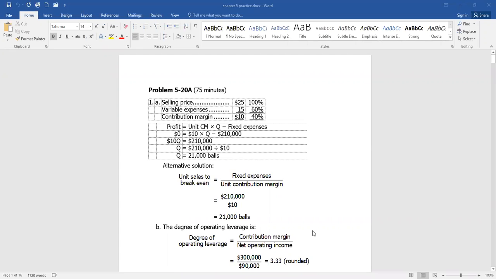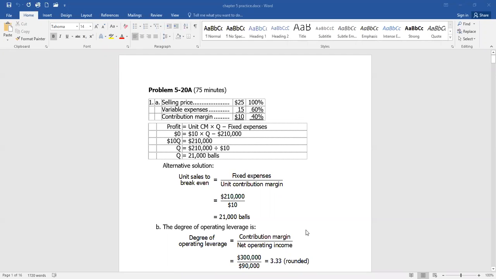So 30,000 times $25 a ball, 750,000. The variable expenses of $15 times 30,000 balls would be 450,000, leading to a contribution margin of 300,000. Fixed expenses of 210. Net operating income then would be 90. So, to demonstrate some of the tools we learned in this chapter, the first requirement is to compute the contribution margin ratio and the break-even point in balls.